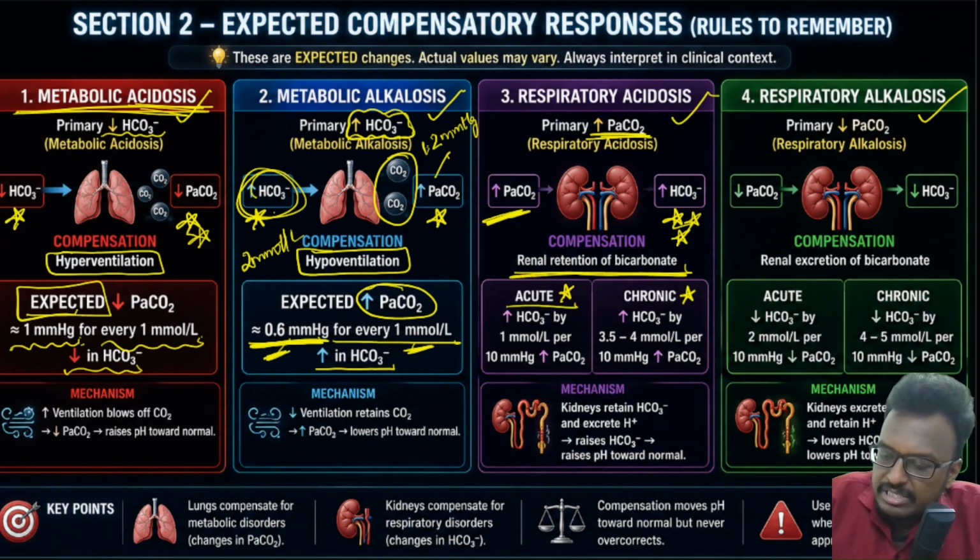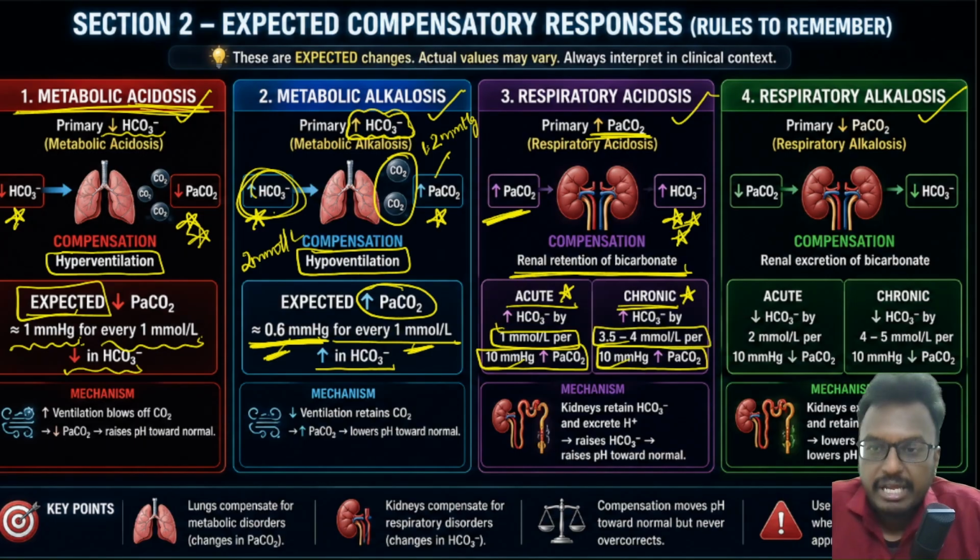In acute compensation, for every 10 mmHg increase of PaCO2, the bicarbonate level should increase by 1 millimole per liter. So that is the acute one. Now coming to the chronic one, for every 10 mmHg increase in PaCO2, there should be an increase of 3.5 to 4 millimoles per liter of bicarbonate.